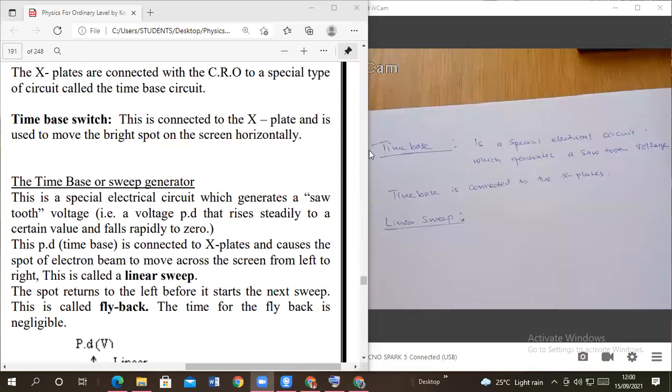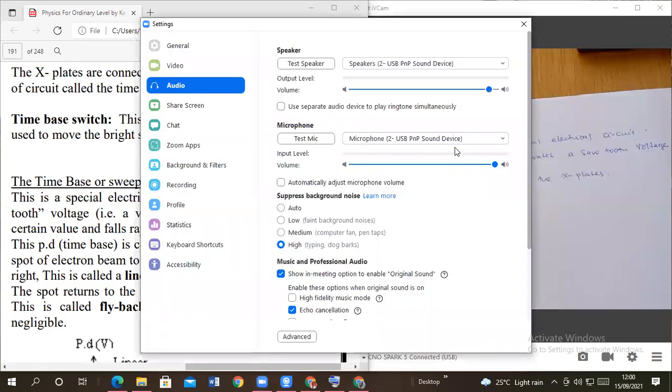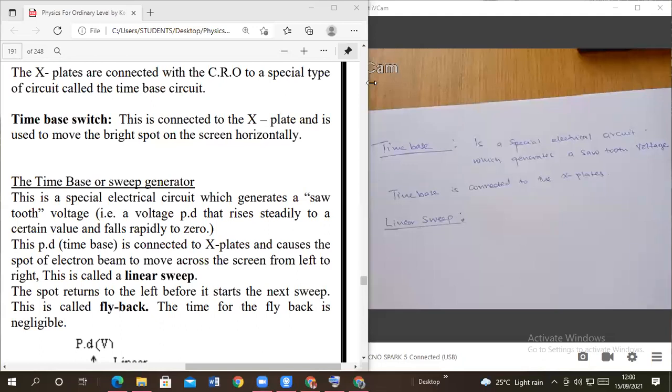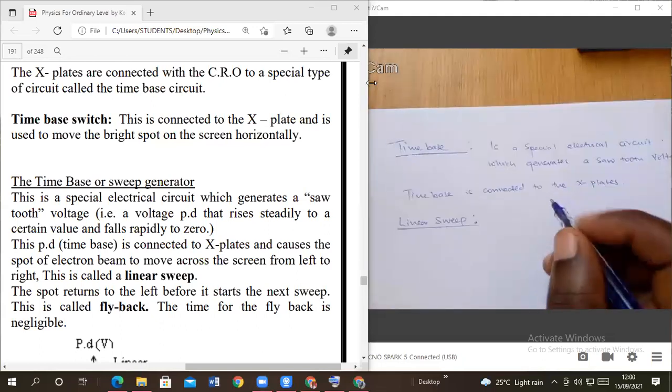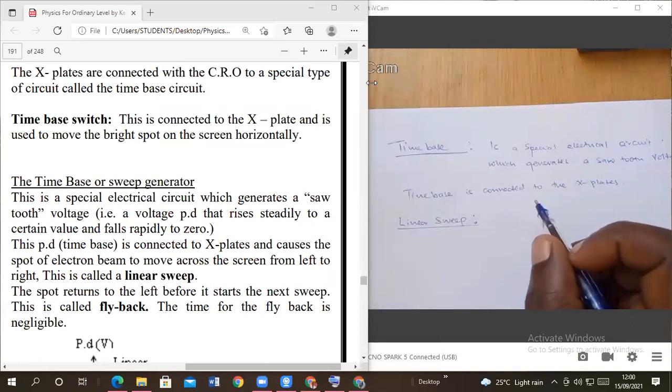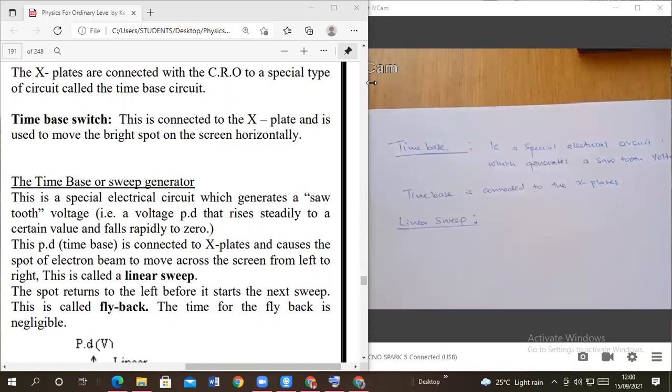This is when the time base is connected to the X plates and causes the spot of the electron beam to move across the screen from left to right. So we can say that linear sweep is the movement of the electron beam, or of the electron spot, from left to right when the time base is connected to the X plate.